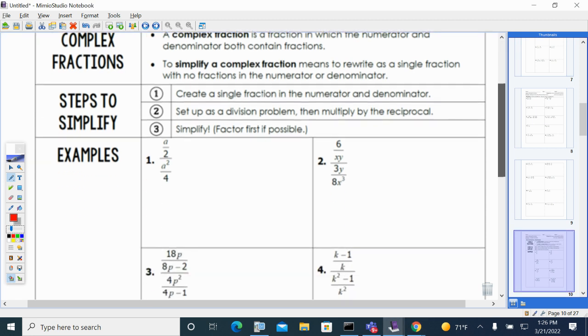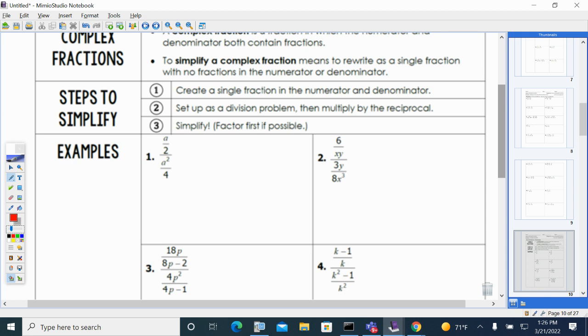So looking at example number 1, you've got one single fraction in the numerator and one single fraction in the denominator. And basically this is your dividing bar. So it says a over 2 divided by a squared over 4. Step number 1 does not apply. So we're going to take that top and write it in a different way.